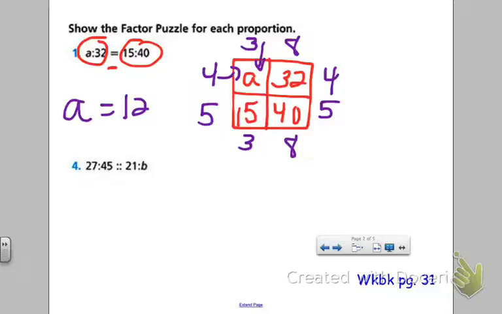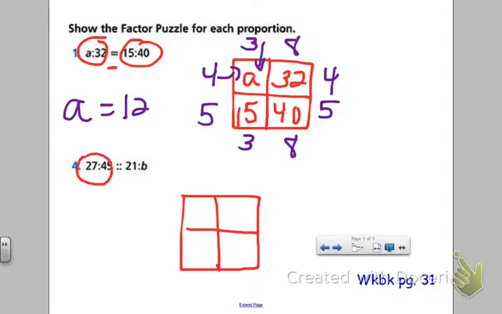Let's look at number 4. We have another numerical proportion problem. Our very first ratio is 27 to 45. And our second ratio is 21 to B. Now, if you want, you don't even need to write the variable in your factor puzzle. You could just leave that empty space. We've always had an empty box there before, so feel free to leave that empty box. You just know that B represents the unknown. And we'll solve it.